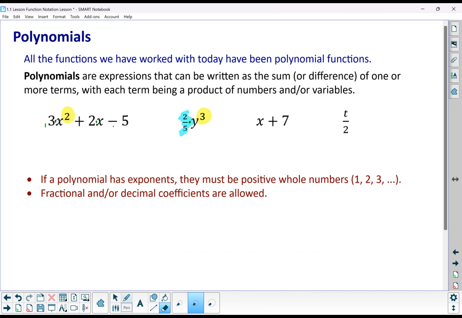I would like to point out that this one over on the side, this t divided by 2, I can have something like that. I'm not dividing by a variable here. I'm dividing by the number 2. This is the same as having 1/2 t. So that one is okay and is a polynomial.